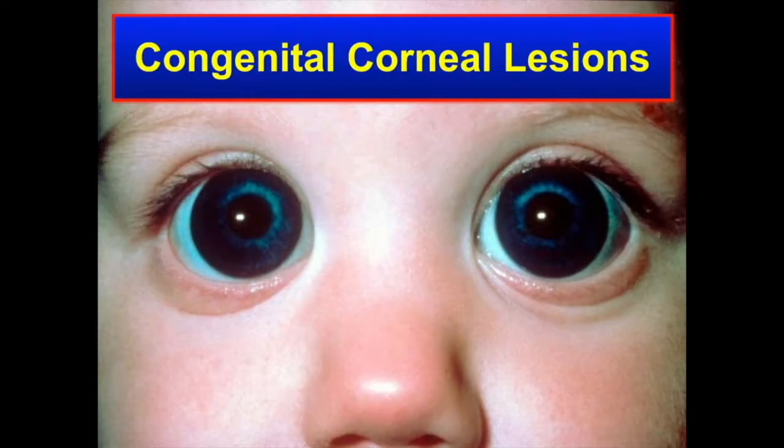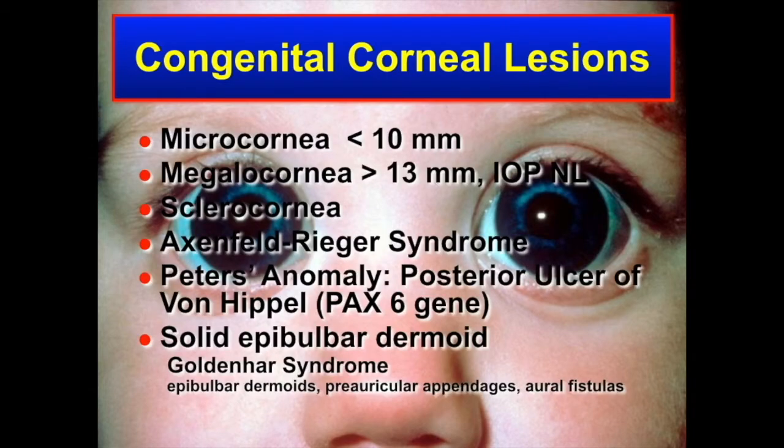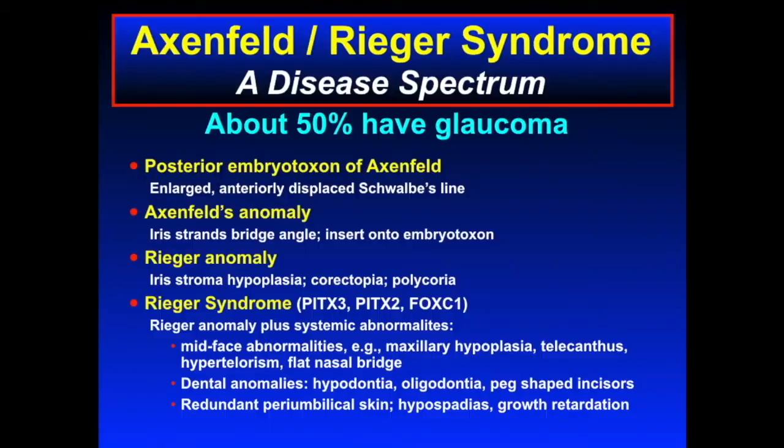The cornea. Congenital corneal lesions include microcornea, defined as less than 10 millimeters in diameter, megalocornea, cornea greater than 13 millimeters in a patient with a normal intraocular pressure, sclerocornea, sort of a manifestation shared by a variety of hereditary conditions, not a specific entity, Axenfeld-Rieger syndrome, Peters anomaly, and the posterior ulcer of von Hippel related to PAX6 mutations, and solid epibulbar dermoids.